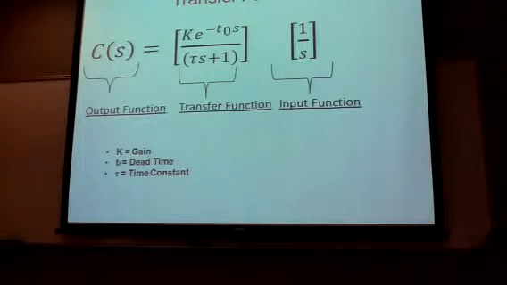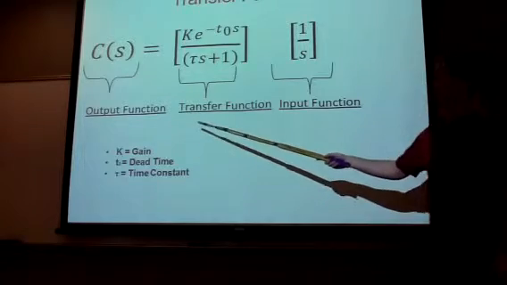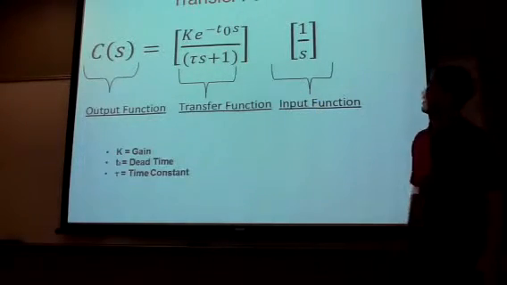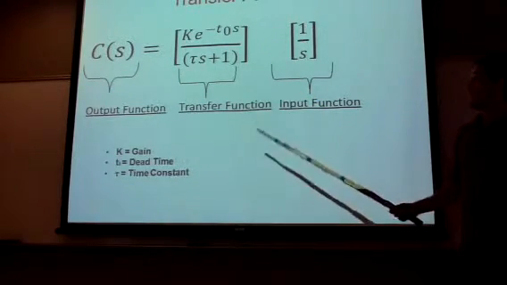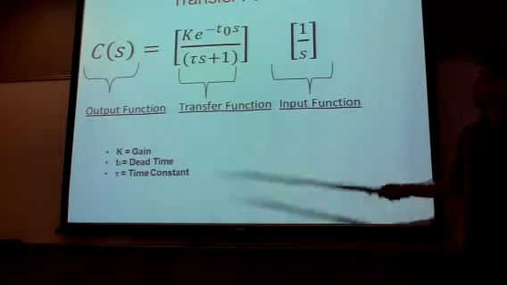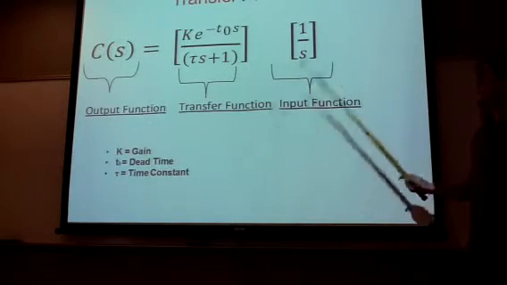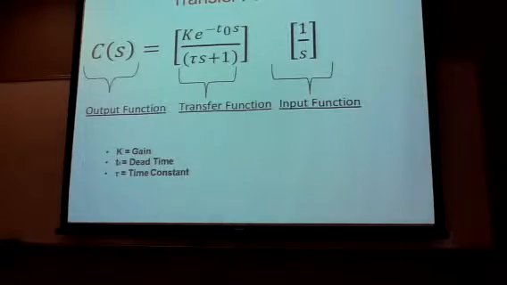Transfer function, C of S is our output function. K e to the negative t naught S, over tau S plus 1 is the transfer function, and 1 over S is the input function.